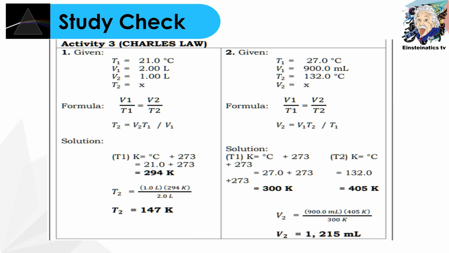So here are the correct answers for the given problem. So for number 1, T2 is 147 Kelvin. Dito naman sa number 2, since yung what is asked is V2, correct answer is 1,215 ml.